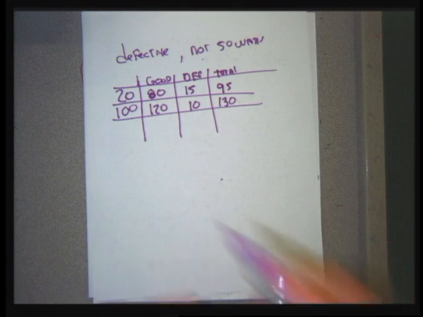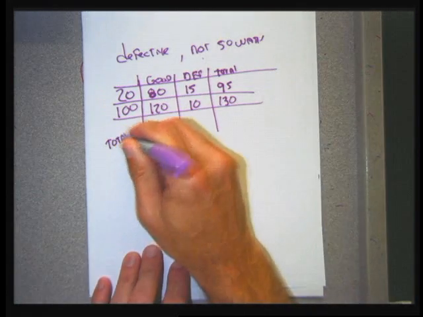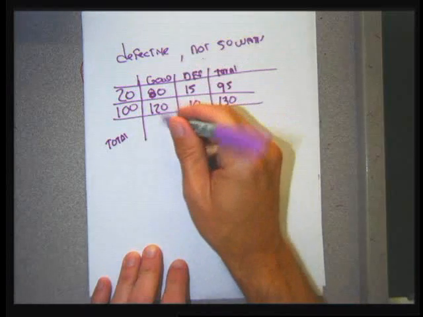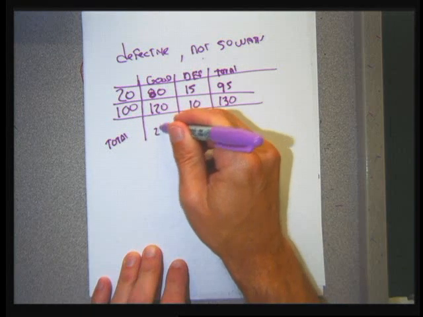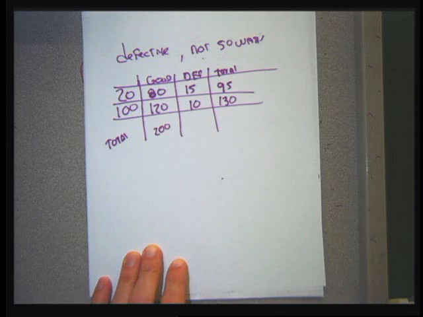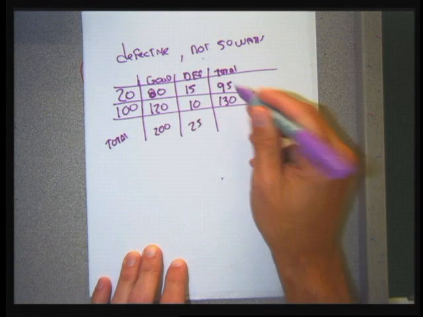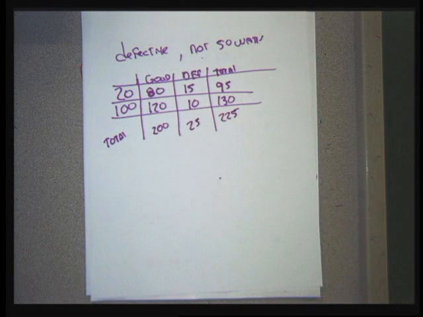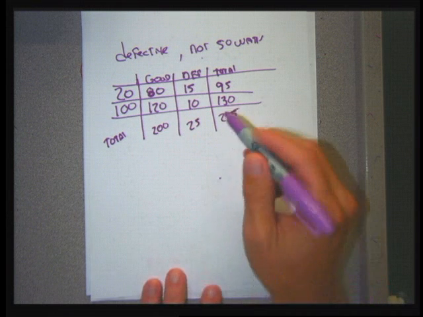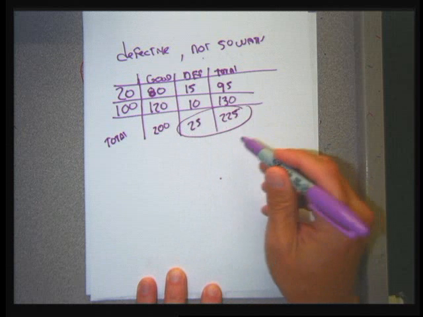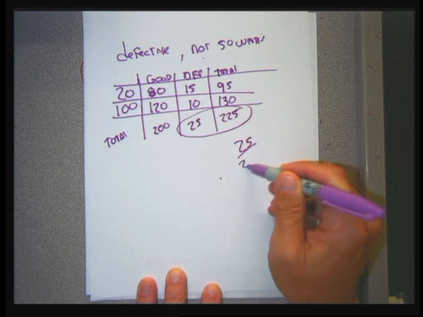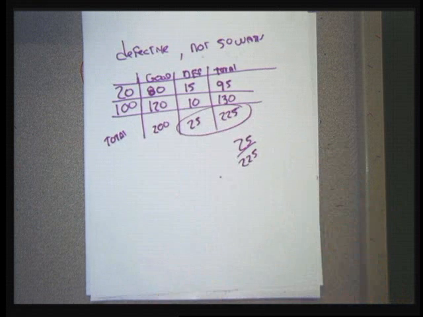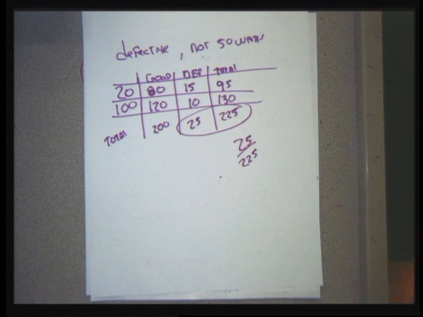Now I need to add. I need to make some new totals because I'm doing more than 1 line. So there's going to be 120 plus 80, 200 bulbs that I'm looking at that could be good. 25 that are defective, and if I add these I get 225 total. So I need to restrict my table to this, because these are all the bulbs that are not 50 watts, and of these there's 225 bulbs and 25 of them are defective. So I had to construct a new total row because I'm looking not just at one row, I'm looking at two rows. I needed to add those rows together before I can do my probability.